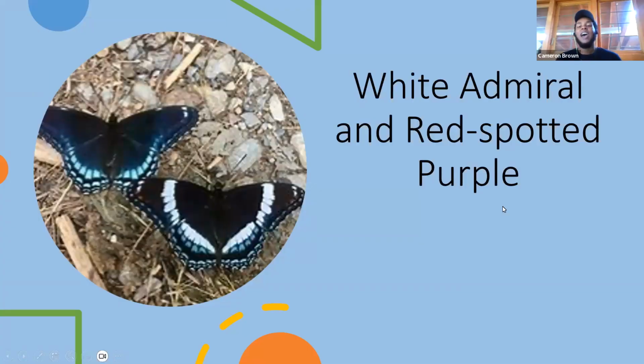Now onto the white admiral and red-spotted purple. The white admiral is found around here in the Midwest and up, so into Canada, while the red-spotted purple is found here in the Midwest and down. So this area in the Midwest, along with some other states and areas, is where you see both of these grouped together, which is pretty cool to see.